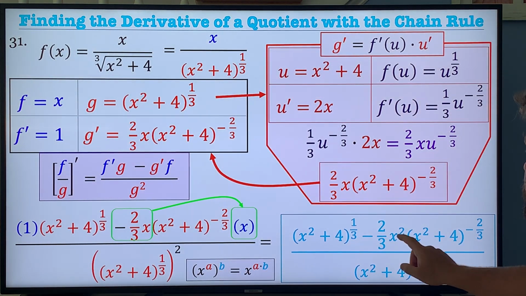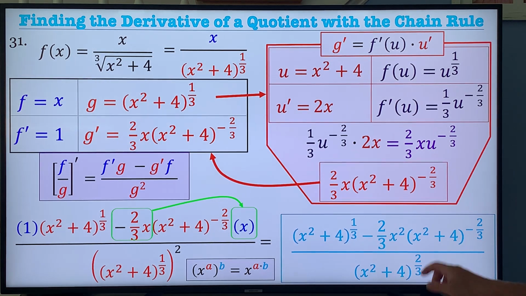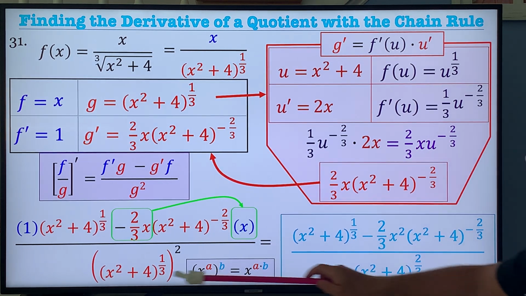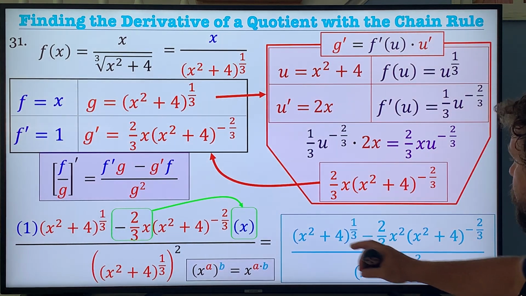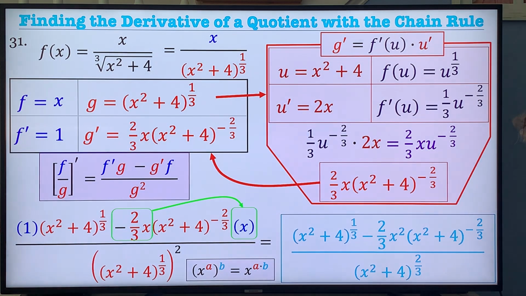That gives me negative 2/3 x squared. This stays the same: x squared plus 4 to the negative 2/3. And then it's just x squared plus 4 to the 2/3 power. Now you may ask, well, wait a second, I see x squared plus 4 is here. Can I simplify this? Can I reduce this? The answer to that simply is yes, you can.